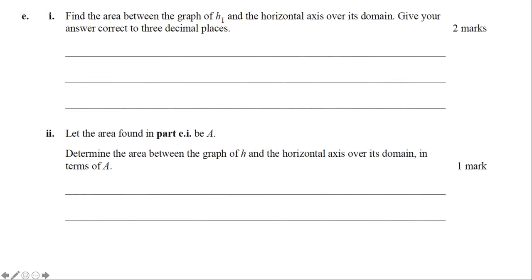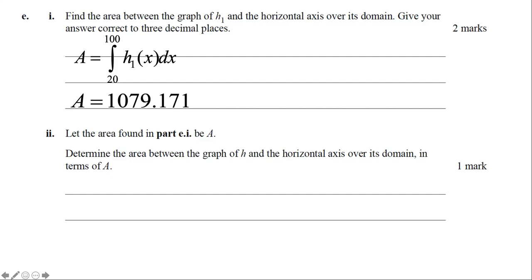Find the area between the graph of h1 and the horizontal axis over its domain, which is 20 to 100. Give your answer correct to 3 decimal places. So you anti-differentiate h1 of x from 20 to 100. This will be 1079.171, correct to 3 decimal places.